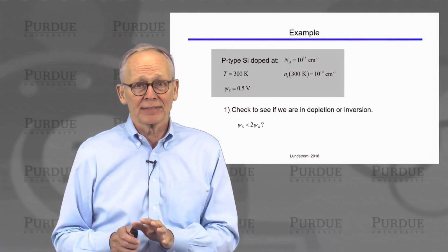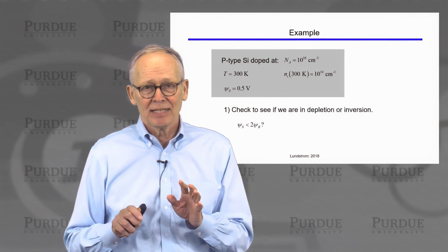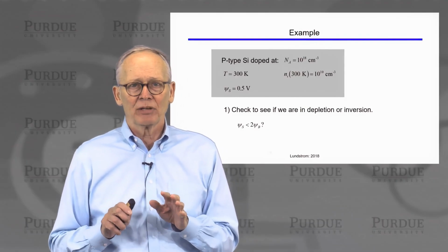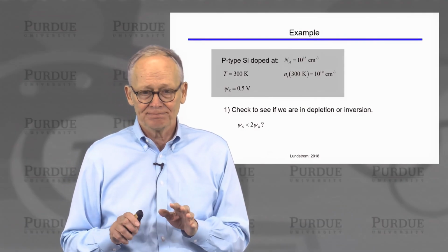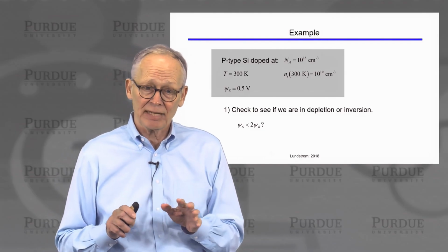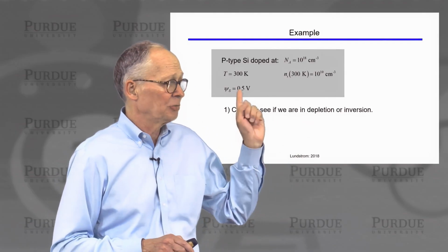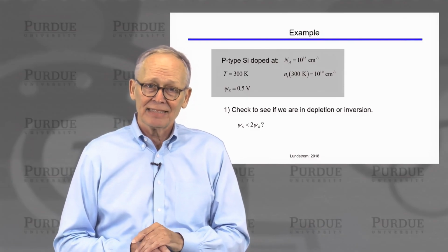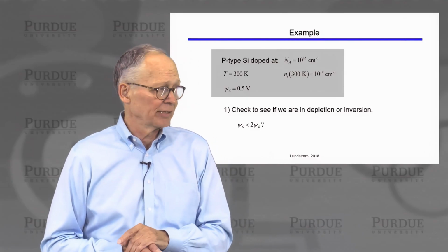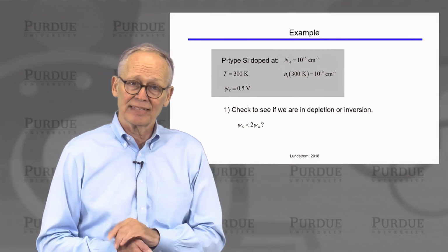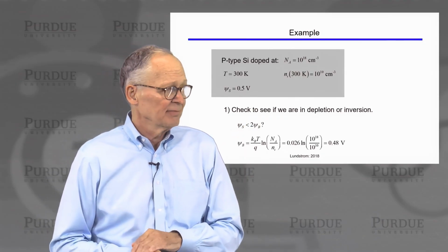Well, before I do this, I should check, because the formulas that we have derived are only valid when we are in depletion. If we have bent the bands to inversion, they're not valid anymore. We bent the bands by a half a volt. We need to be sure that that half a volt isn't enough to create an inversion layer. So basically, we need to assure ourselves that a half a volt is less than 2 psi B.